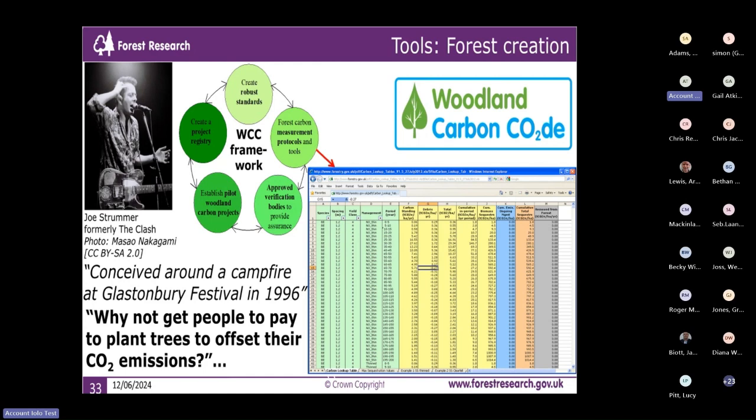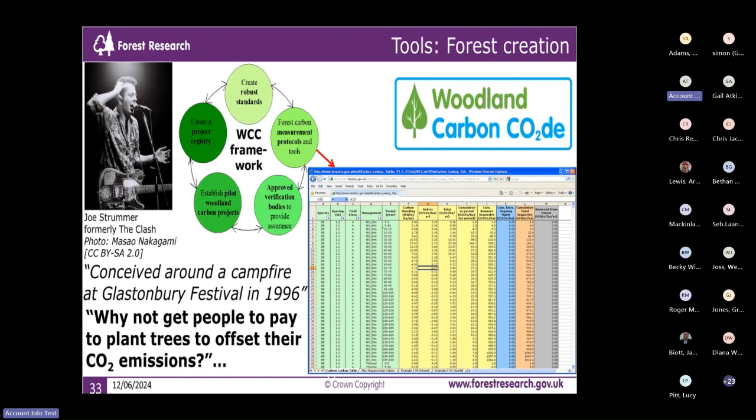This went on and it became a bit of a wild, wild west of carbon trading. So what the Forestry Commission did in the 2000s was come up with the Woodland Carbon Code to try to bring order and reliability and credibility to the carbon market for creating woodlands to offset CO2 emissions. I don't know that they were exactly fans of carbon trading or carbon offsetting, but they said, well, if you're going to do it, you should at least do it credibly, and here's how to do it.